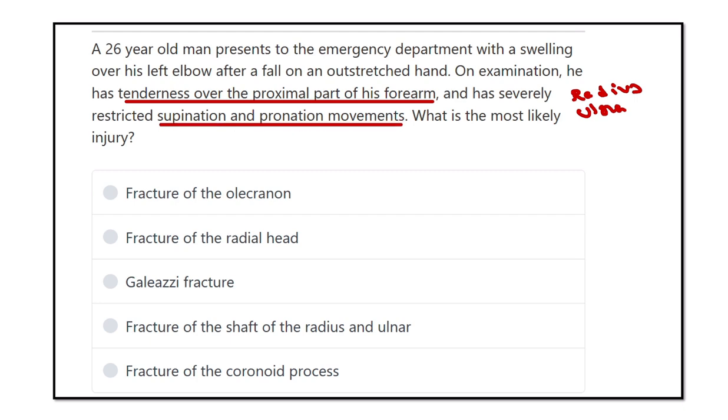As there is tenderness over the proximal part of the forearm, that means below the elbow joint, there are two important bones. One is the radius, another one is the ulna. So the fracture or injury occurs in either the radius or the ulna. What may be the options? The options are fracture of the olecranon, fracture of the radial head, Galeazzi fracture, fracture of the shaft of the radius and ulna, and fracture of the coronoid process. So what may be the answer?